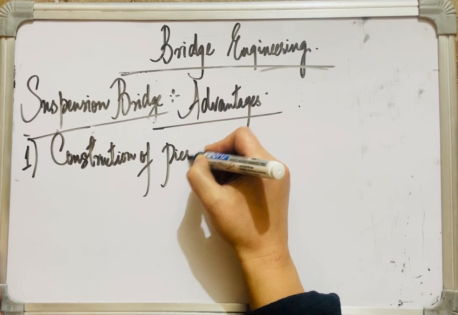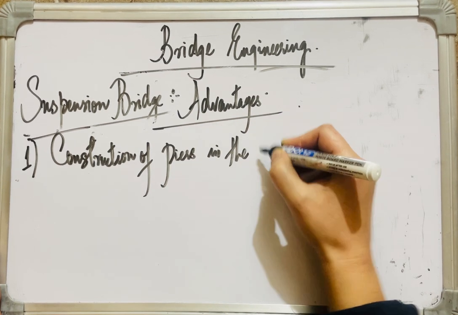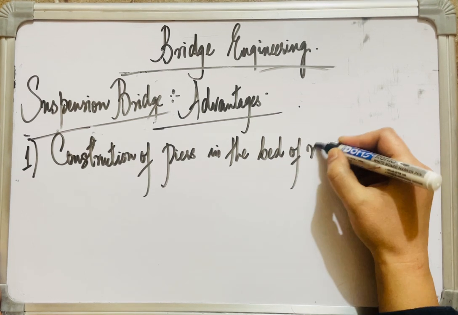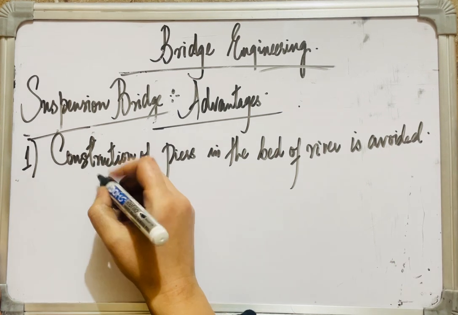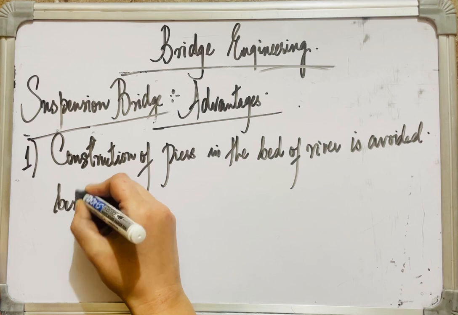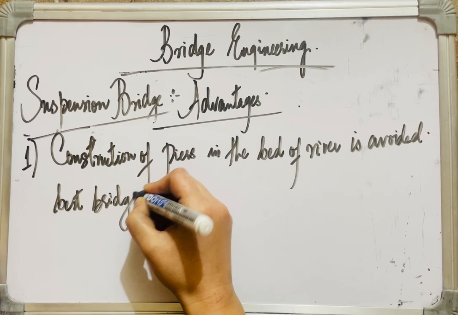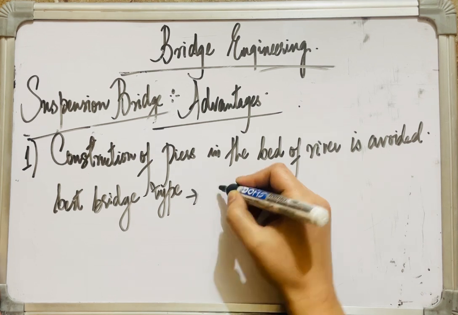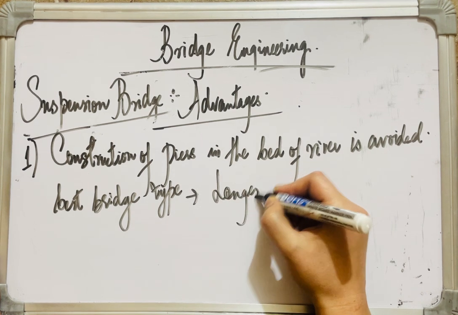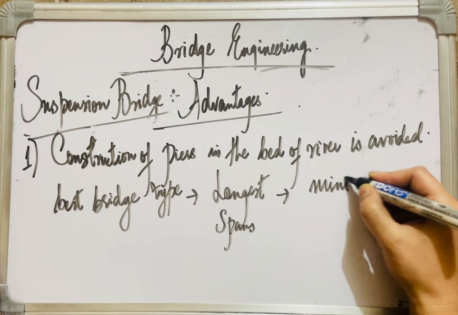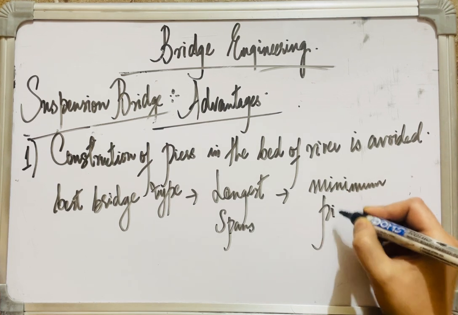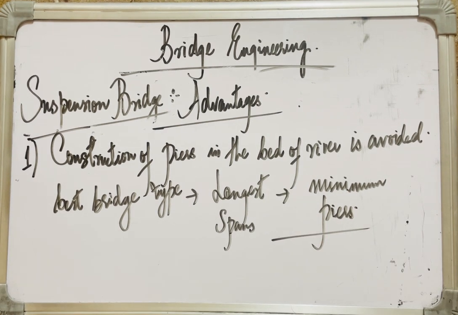construction of piers in the bed of river is avoided. That makes it the best bridge type for creating long spans, or the longest spans I may say, and that too with minimum piers. All right, so the construction of piers in the bed of river is avoided, and this is the best bridge type for creating the longest spans, and that too with the minimum piers.